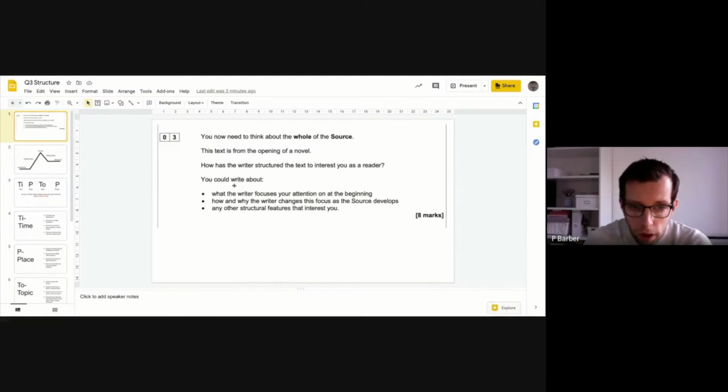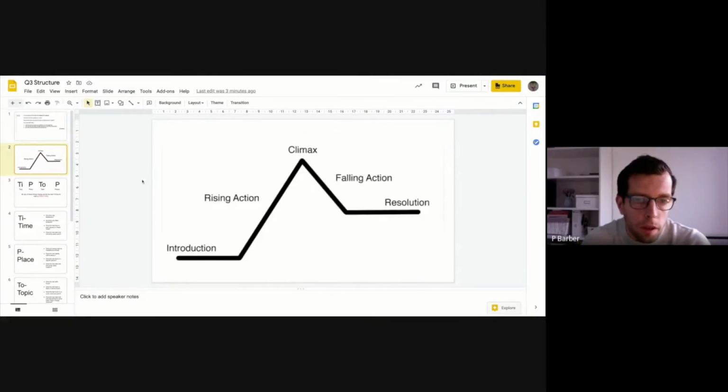You could write about what the writer focuses your attention on at the beginning, why the writer changes as the source develops, and any other structural features that interest you. What I would suggest is, rather than saying you could write about, it's what you should be writing about. You should be writing about the beginning and then why that changes as the source develops.